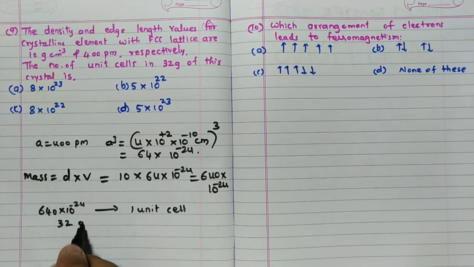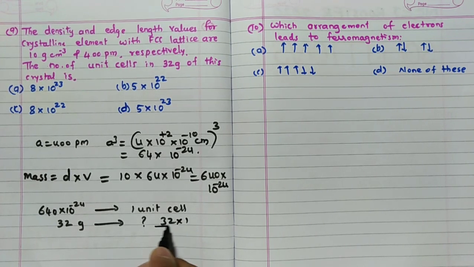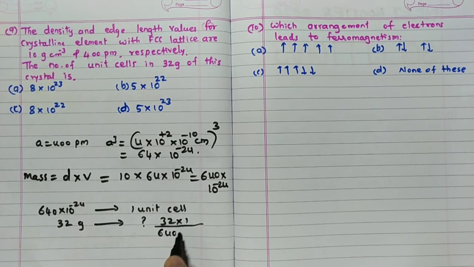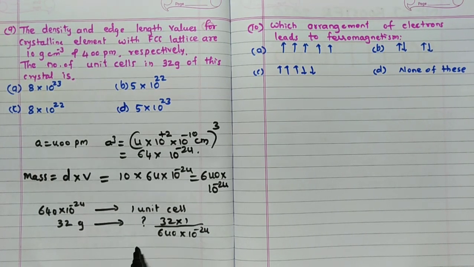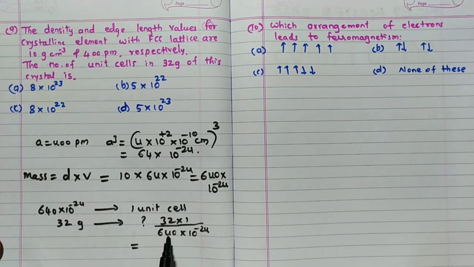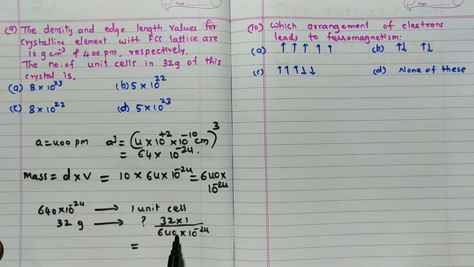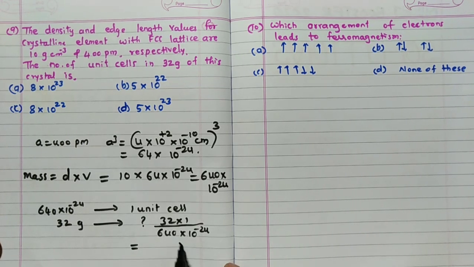Now 32 gram belongs to how many unit cell? So 32 into 1 divided by 640 into 10 to the power minus 24. Right? Now you can calculate it like this. You can see 640, what I will do? I will write it as 64. 64 if I do, I will take one decimal point behind, so that, remember, it become 10 to the power minus 23. Right? 10 to the power minus 23.